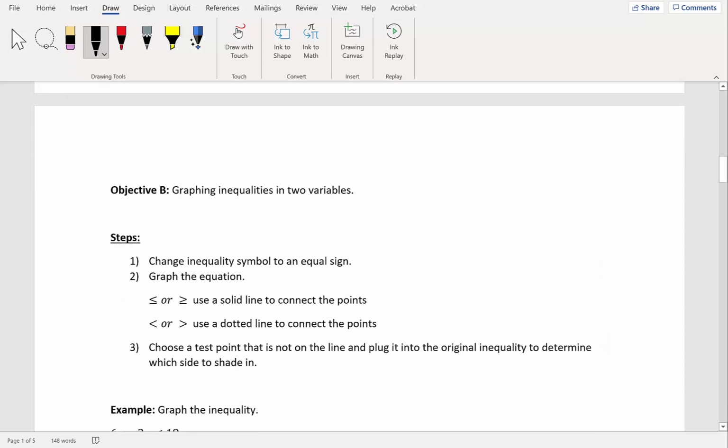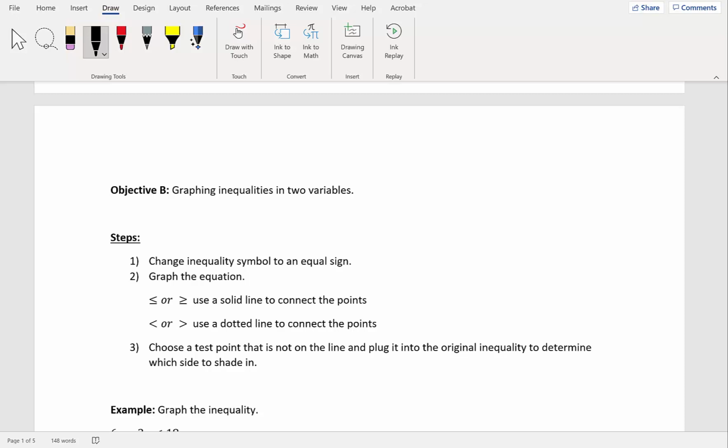Okay. Now, the first thing that you're going to do is change the inequality symbol to an equal sign. So whatever the inequality is that's given to you, change it to an equal sign. Then you're going to graph the equation. My recommendation is put the equation in slope-intercept form, and then use your slope and y-intercept to graph it. Now, if you have a less than or equal to or greater than or equal to symbol, you're going to use a solid line to connect the points. Okay. So that means that those points that are on the line, they satisfy the inequality.